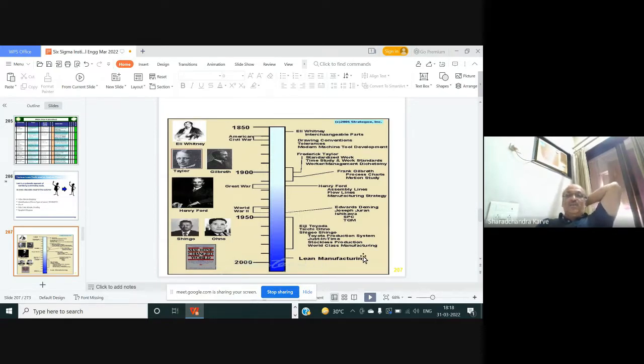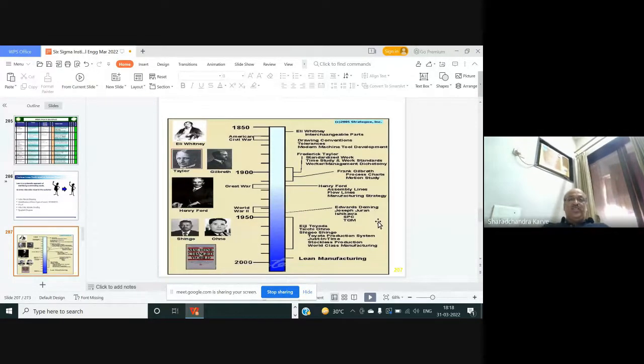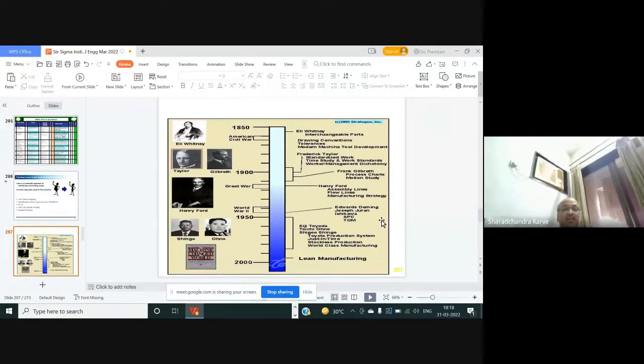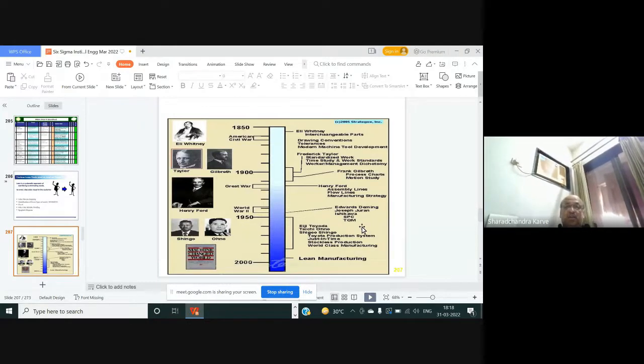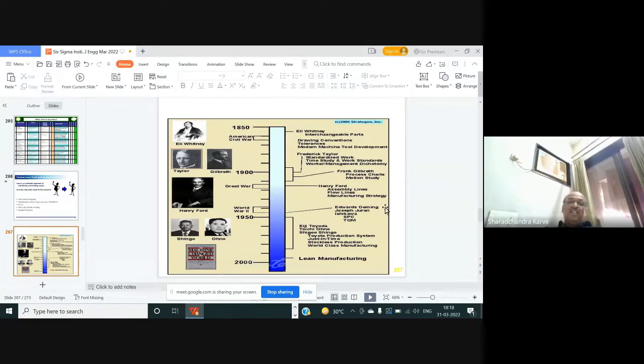And those lean concepts were introduced to Japanese industry by two gentlemen who are American, Edward Deming and Joseph Juran. Actually, Deming and Juran both are American, but they are more popular in Japan than in the US. So the Japanese government also gives prizes in the names of these two gentlemen. They call it the Deming Award or Juran Award, etc. So they are highly recognized in Japan.